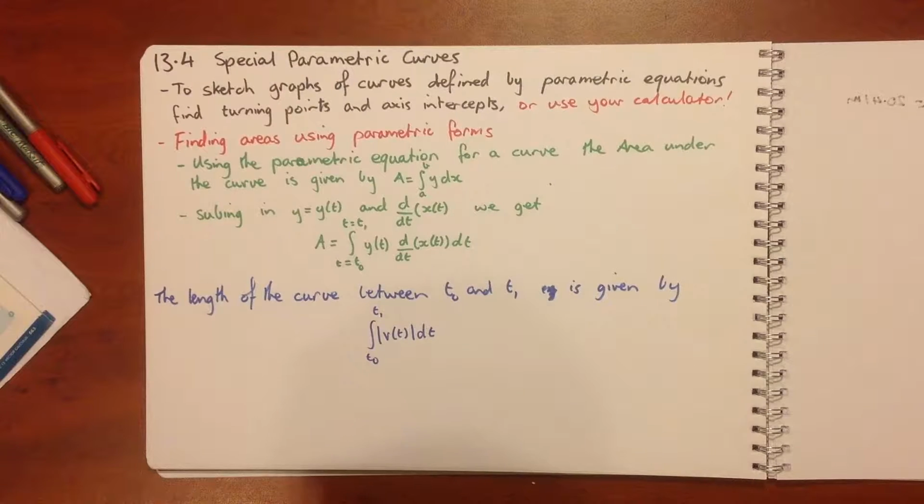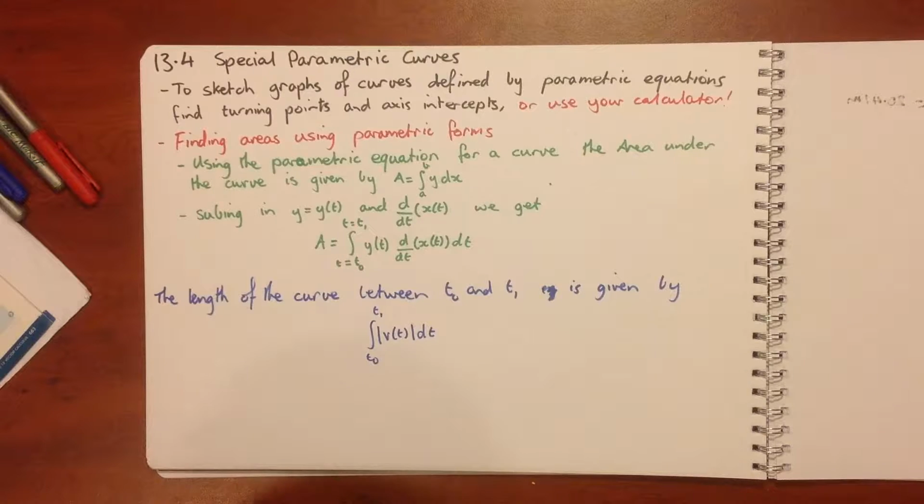Using the parametric equation for a curve, the area under the curve is given by area equals the integral from a to b of y dx. Substituting y equals y of t, and dx equals d/dt of x of t, we get our area from t equals t0 to t equals t1 of y of t times d/dt of x of t dt. It seems a little confusing, but once we get into some worked examples, you'll see how that works.